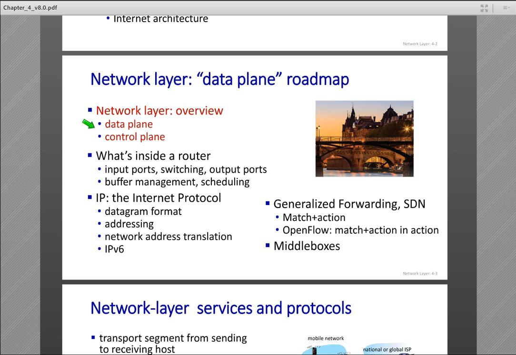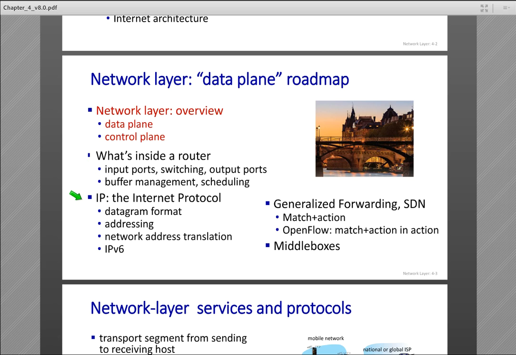We will talk about data plane here in chapter 4, and control plane will be left for chapter 5. Also, we look into the architecture of a router, its input ports, its switching, its output ports, how it manages its buffer, and what the scheduling is in a router.